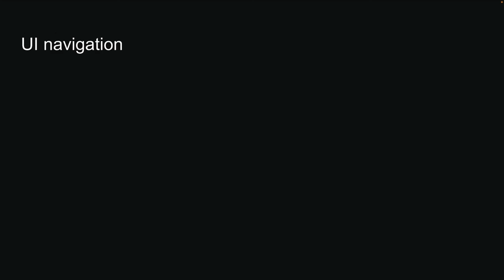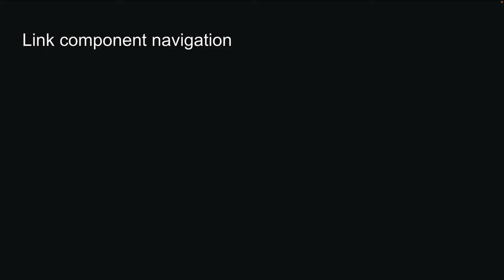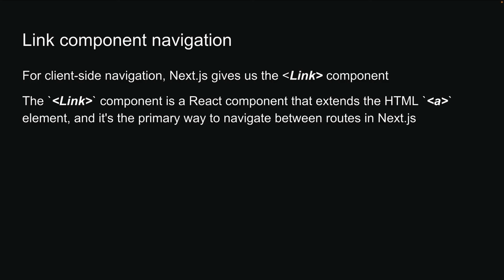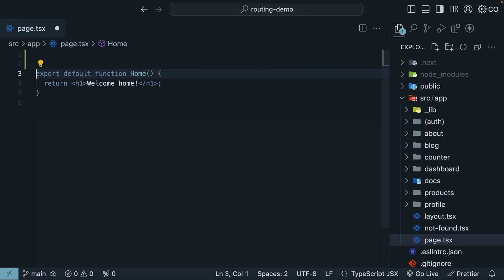First up, let's look at navigating from the home page to the blog page when clicking a link. For client-side navigation, Next.js gives us the Link component. The Link component is a React component that extends the HTML anchor element, and it is the primary way to navigate between routes in Next.js. To use it, we will need to import it from next/link. In our root page.tsx file in the app folder, let's start by importing the Link component. Import Link from next/link.